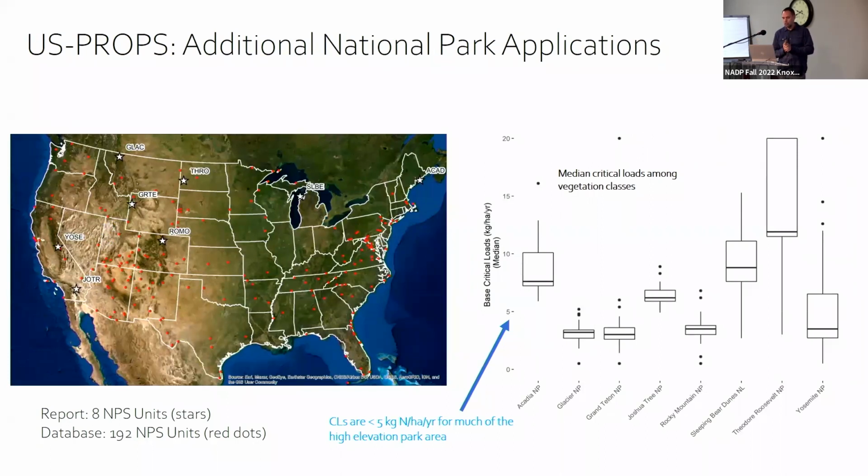The plot here shows distributions of critical loads across the vegetation classes within each national park. This is based off the median critical load, whereas I showed the 90th percentile on the last slide. So this is protecting at least 50% of the species. Those lower distributions below 5 kilograms N per hectare per year are occurring in Glacier, Grand Teton, Rocky, and Yosemite National Parks. These higher elevation parks tend to have lower critical loads.